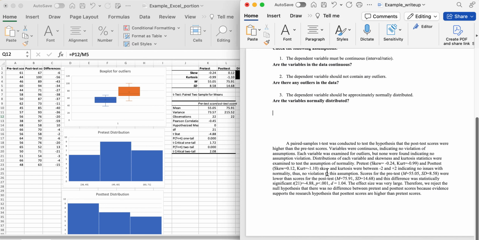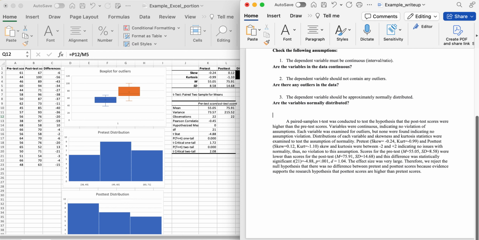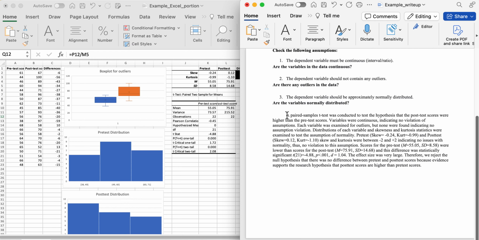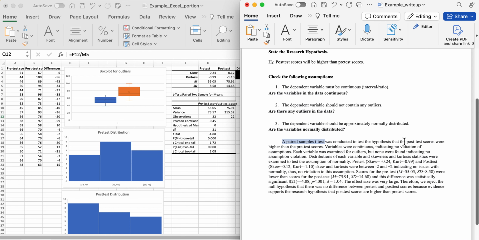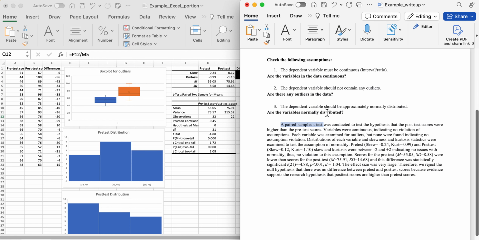So when I go to write this up, I have to make sure I'm telling the reader what kind of test there was. So we have a paired samples t-test that was conducted to test our hypothesis, and we need to put that in here, to test the hypothesis that post-test scores were higher than pre-test scores. Now, we need to go ahead and report if the assumptions were violated. So the variables were continuous, indicating no violation of assumptions.